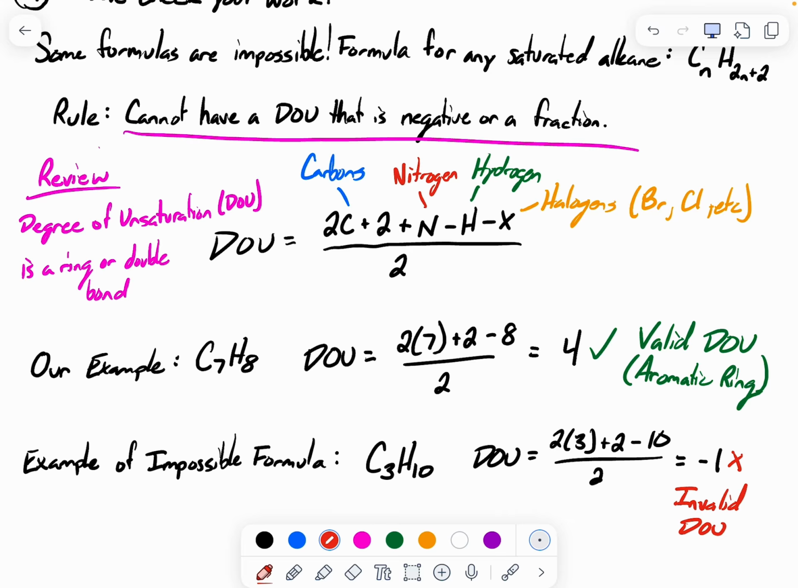That means that you can't have something with that formula. So if you were to come up with that and see that number for your DOU, you should immediately say to yourself, that is not possible, and so I'm not going to actually use this as my formula. You can go back and adjust your estimations then. Sound good?